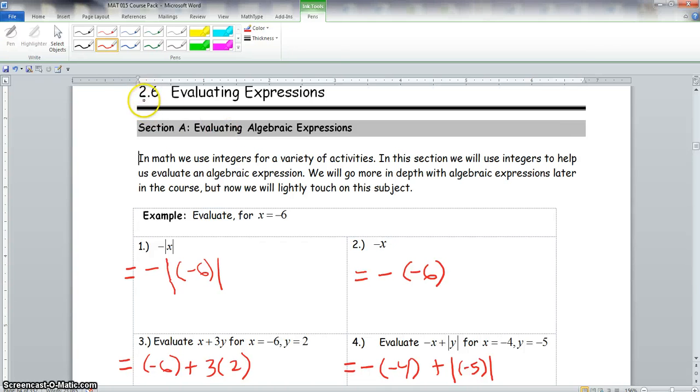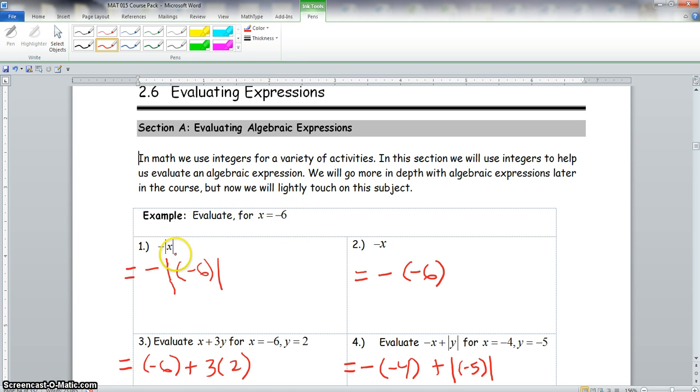Okay, class, we're about to start section 2.6, Evaluating Expressions. Section 8, Evaluating Algebraic Expressions. In math, we use integers for a variety of activities. In this section, we will use integers to help us evaluate an algebraic expression. We will go more in depth with algebraic expressions later in the course, but now we will lightly touch on the subject. It says evaluate for x is -6.